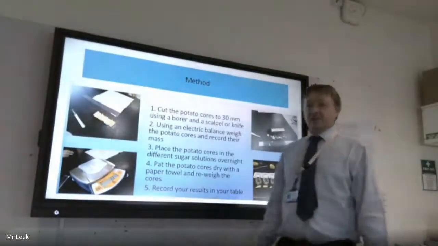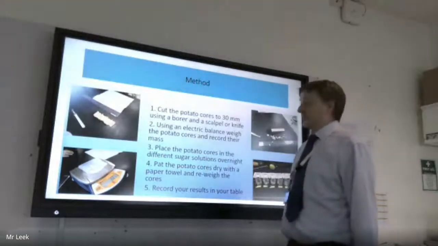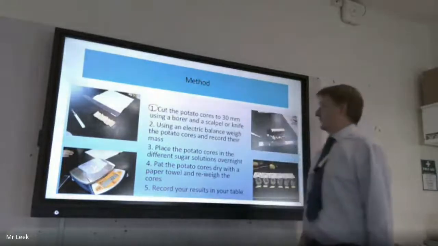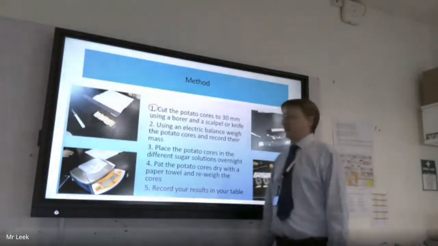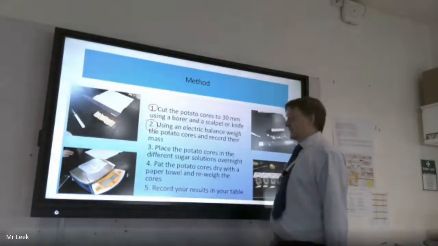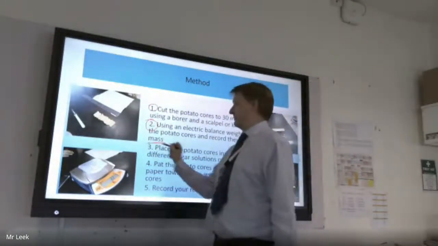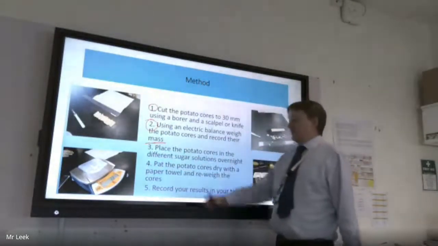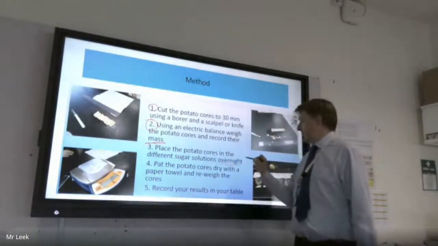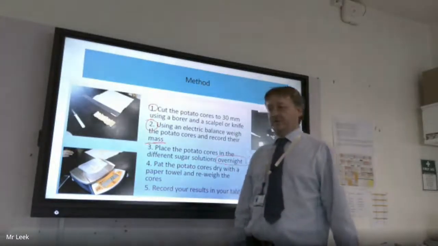Then we watched a video, the Malmesbury science video, and we went through the method. Number one, cut the potato cores to 30 millimeters using a borer and scalpel or knife. Number two, using the electric balance, weigh the potato cores and record their mass. That's important, that you record the mass accurately. Number three, place the potato cores in different sugar solutions overnight. We do it overnight so that osmosis has time to work.